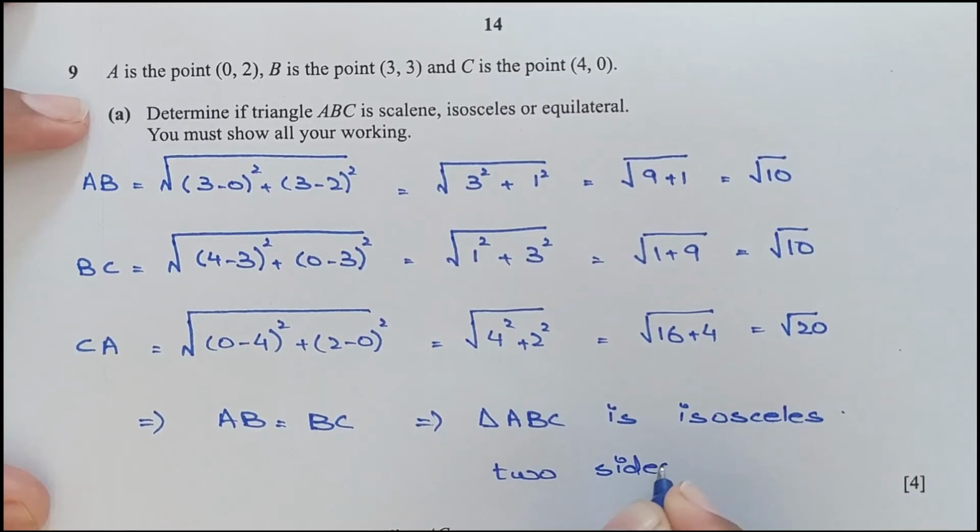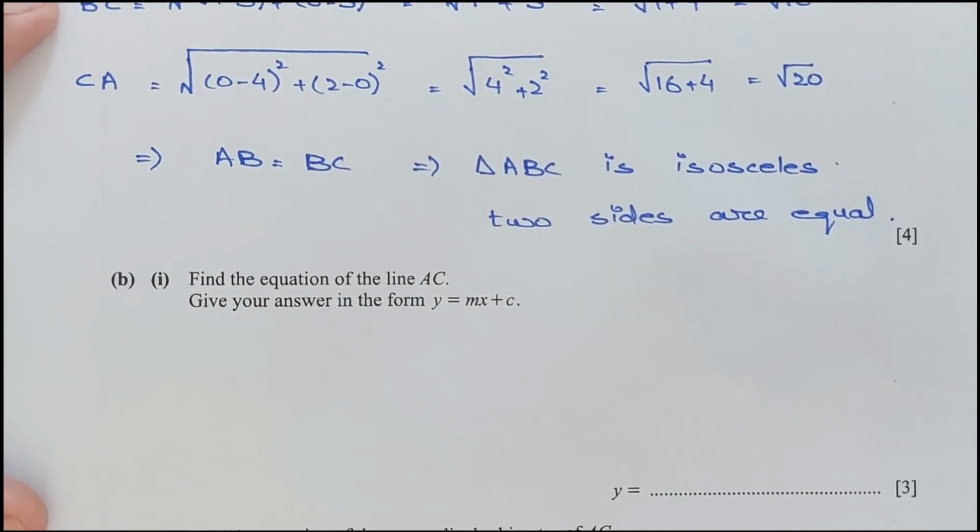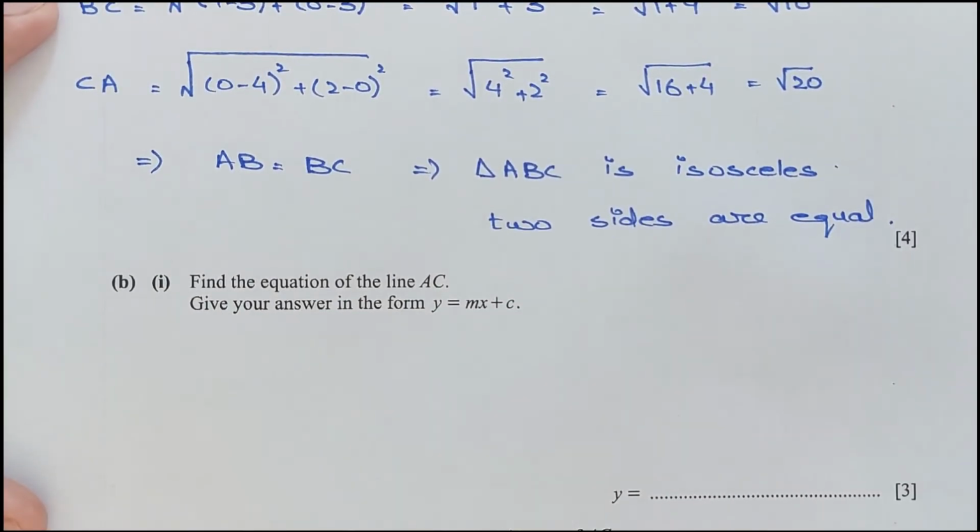Two sides are equal. Length of two sides are equal. Now for part B, number 1, find the equation of line AC. Give your answer in the form of y equals mx plus c.